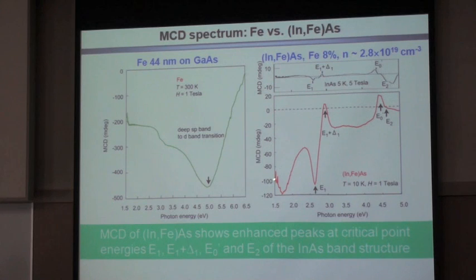And then we measured, for example, this MCD spectra of indium iron arsenide, iron 8%, with an electron concentration of 2.8 times 10 to the 19th. And we see these big MCD peaks at each critical point energy due to the zinc blende band structure. So indium iron arsenide shows the enhanced peaks at these critical point energies due to the indium arsenide type, zinc blende type band structure.